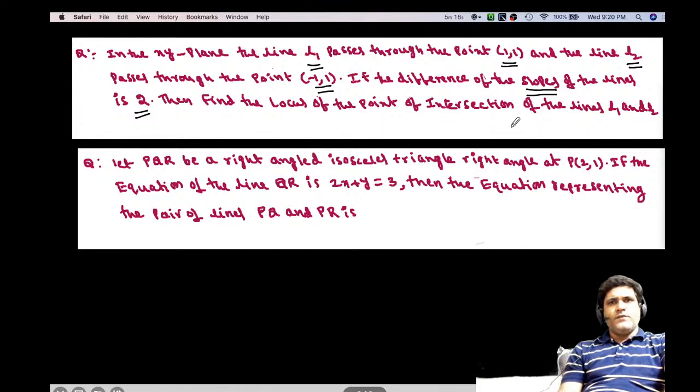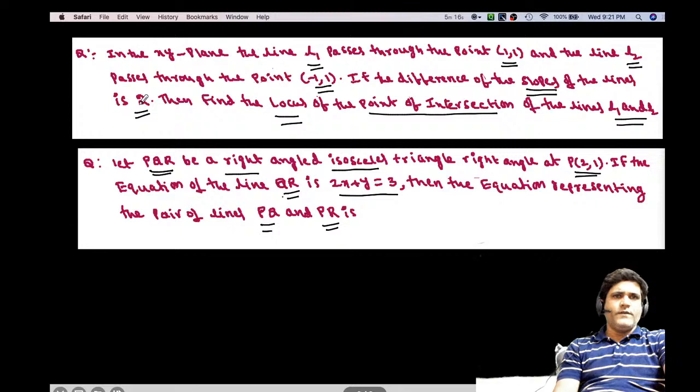then find the locus of the point of intersection of the lines L1 and L2. This is the first question. For this first question, L1 passes through the point (1, 1).